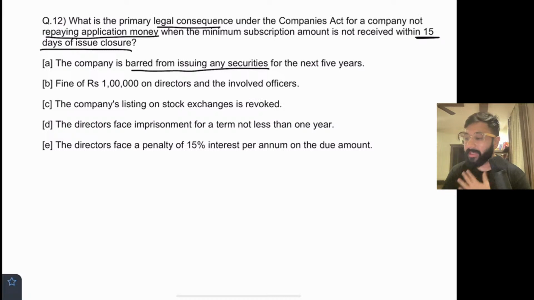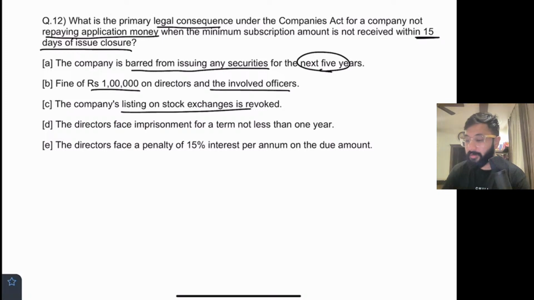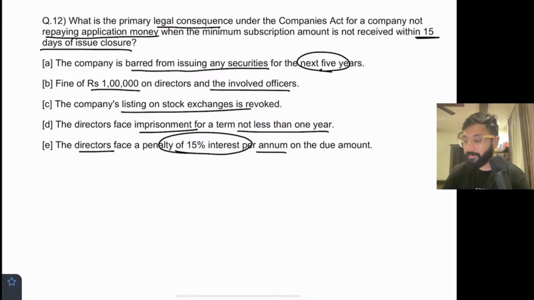Barred from issuing any securities for the next 5 years, fine of 1 lakh and the involved officers, listing on stock exchange is revoked, imprisonment for a term not less than 1 year, directors face a penalty of 15% interest per annum on the due amount.